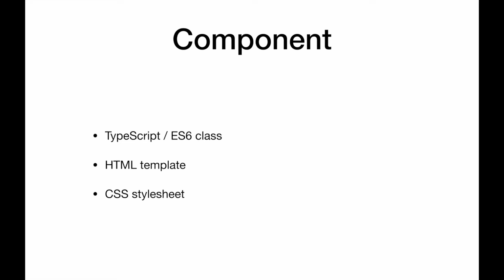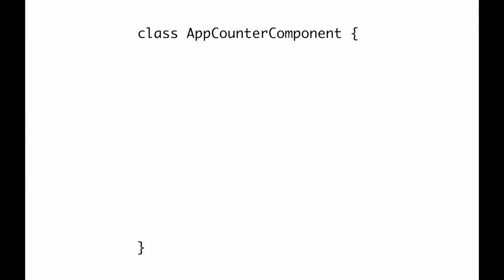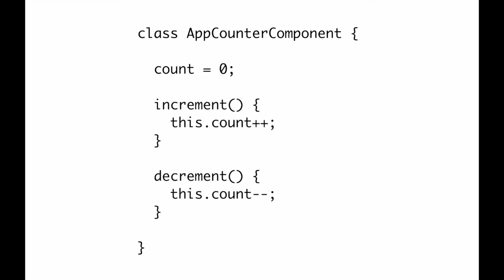Let's try to understand the same with an example. Consider the class appCounter component is just an ordinary ES6 class having a member variable called count and two functions, increment and decrement. As the name suggests, when you call these functions, they increment or decrement the value of the member data. Together, this class comprises the component's state and behavior.